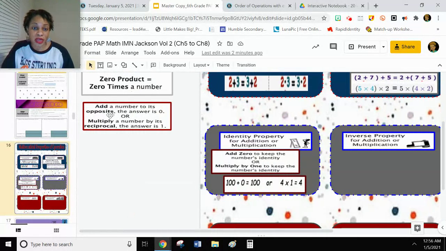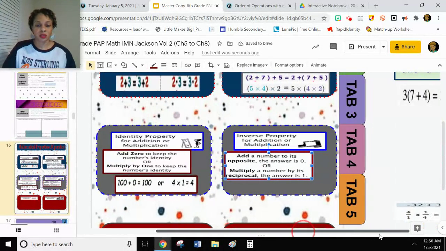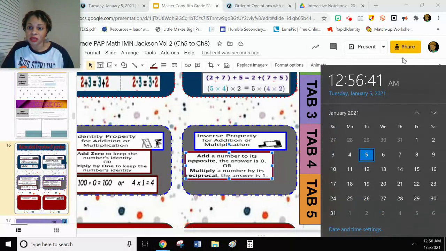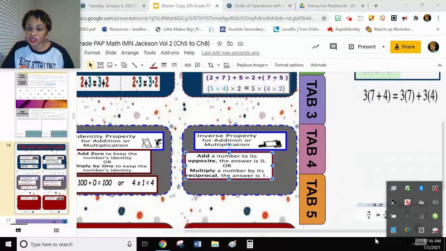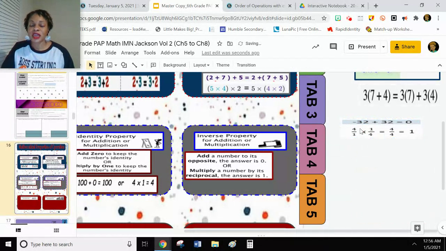Adding a number to its opposite. So we want to think about integers. The opposite of 5 is -5. The opposite of -3 is +3. Okay? And how would that look? This is how it would look. -32 plus 32 is 0. I'm adding opposites, so they equal 0. Remember, they're the same distance from 0, but on the opposite sides. Okay, so they come back together.